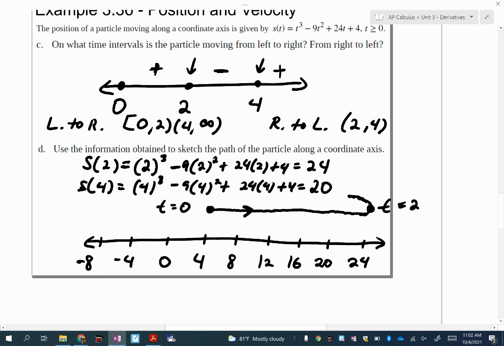So we're going to stop here at 20 and turn back around. So another inflection point, if you will. So this is t equals 4 right there. And then we're going back the other way forever. Okay, so hopefully that gives you an idea of what the path of the particle looks like. Again, I'll try to do a better job in class of showing all the work.